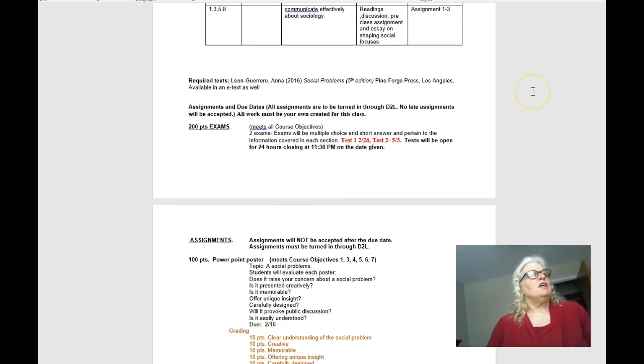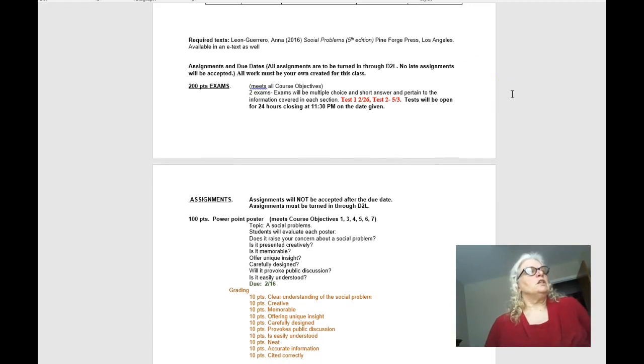With that said, the required text for this course is Leon Guerrero's book, Social Problems. It's by Pine Forge, 2016, and you should be able to find that used. It's also available in an online version, an e-version, which is much cheaper through Sage Publications. Sage is the overall publisher, though Pine Forge is a section of it.